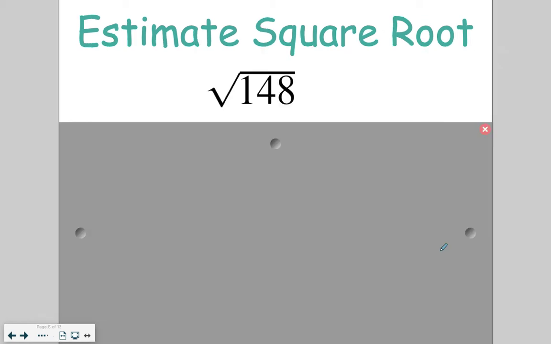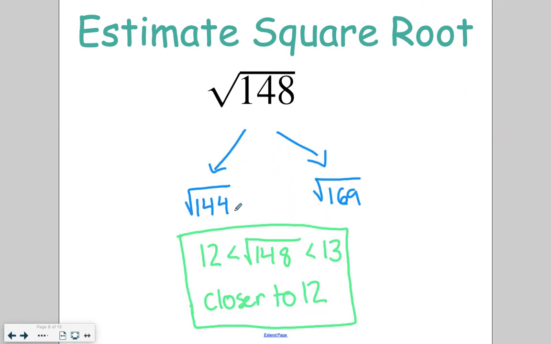Go ahead and try this one on your own. So we got between 144 and 169, and then it's going to be between 12 and 13, closer to 12. So that's what we do when we estimate for square roots that are not perfect squares.